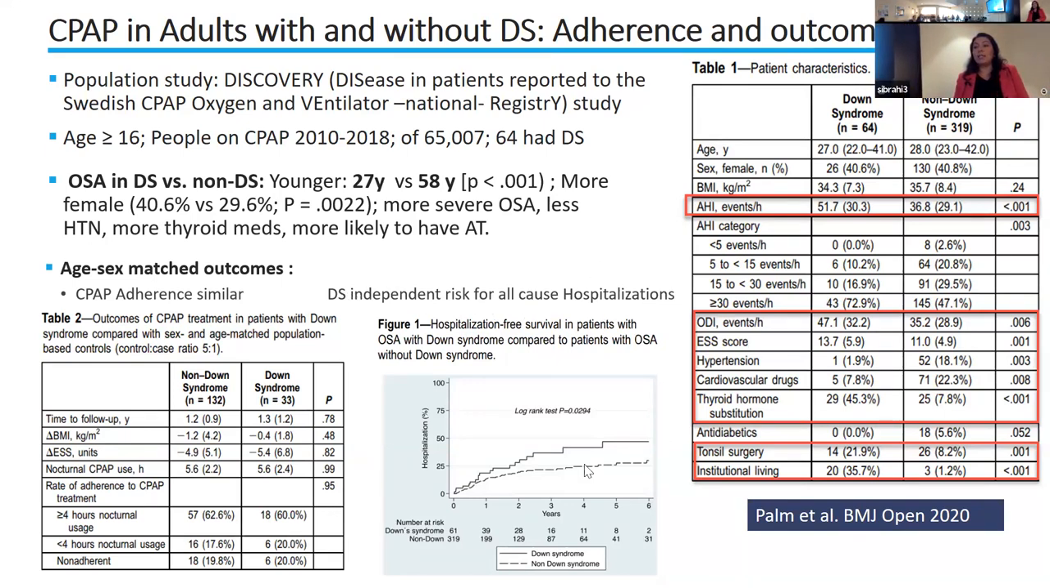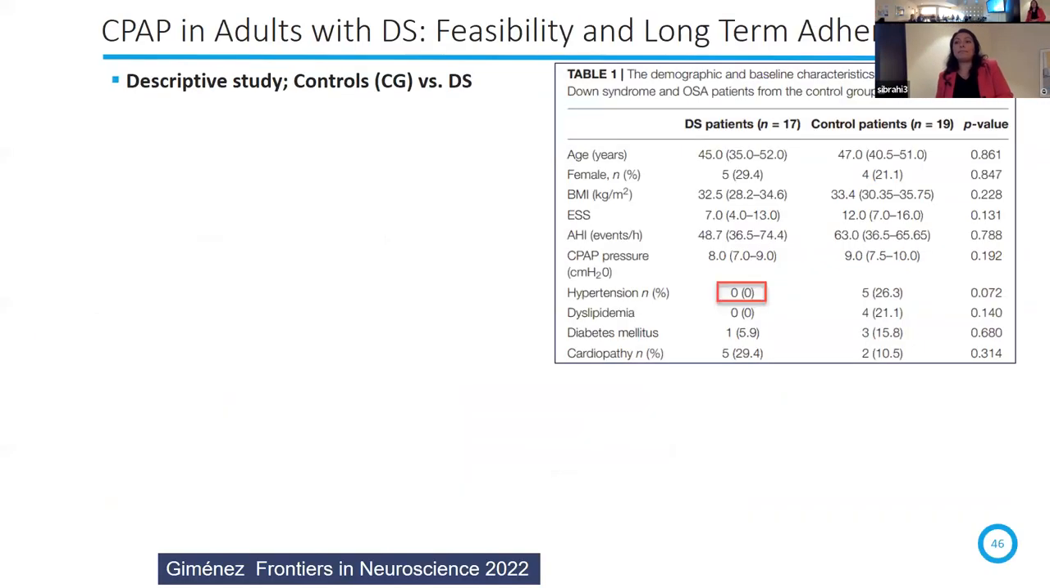And then they looked at all-cause hospitalizations. Now, this is both adherence groups, right? They're similar adherence groups, higher hospitalizations, but not surprisingly, the independent risk factor being Down syndrome here. Again, another study, and I'm highlighting the lack of hypertension, even though it didn't reach statistical significance, there's just no one with hypertension. And there's this descriptive study with control group versus Down syndrome in adults.